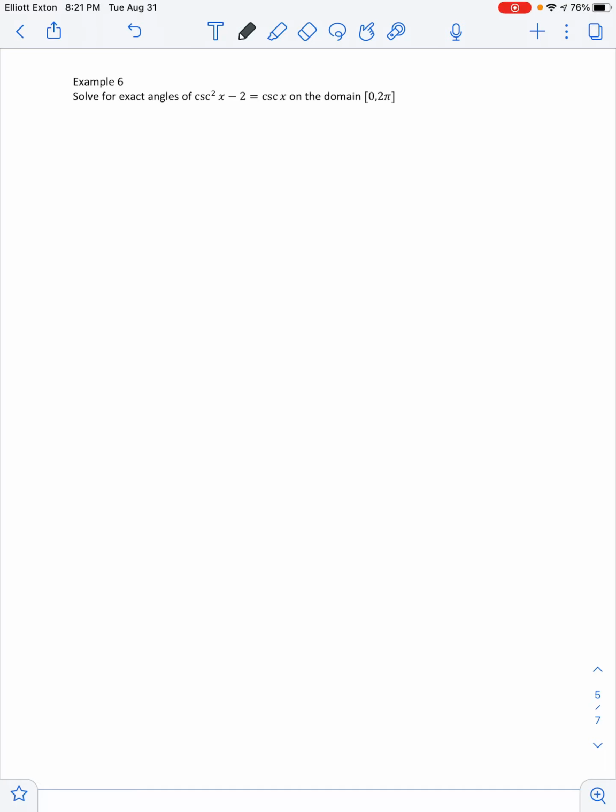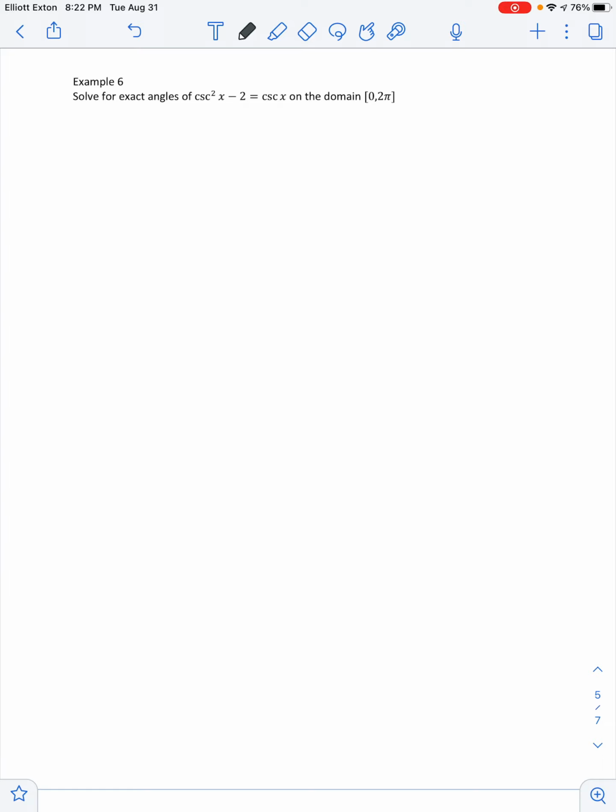All right, so example number 6 here, we have a quadratic trigonometric equation that we need to solve along the domain 0 and 2 pi. Our trick with these is we want to turn the quadratic into 2 linear equations if we can to solve by. We do factor in order to do so.